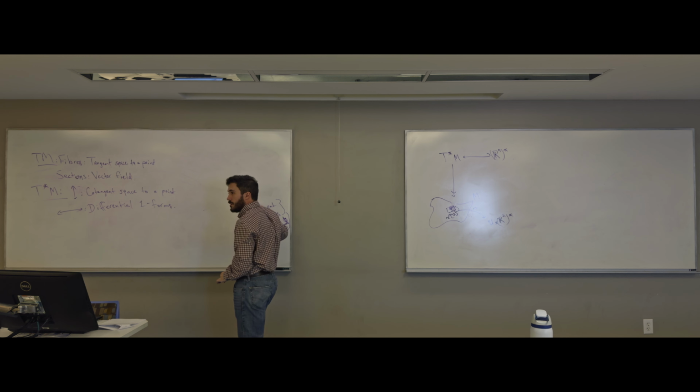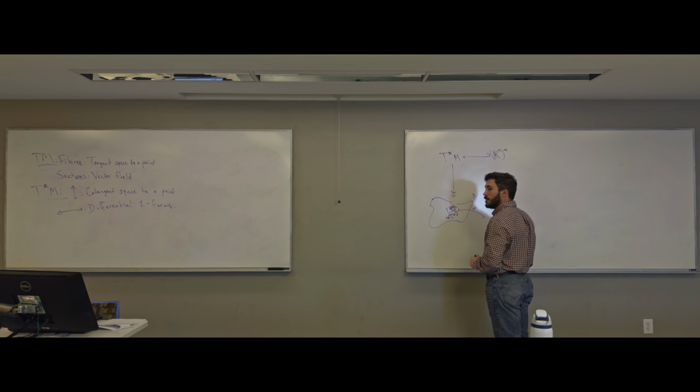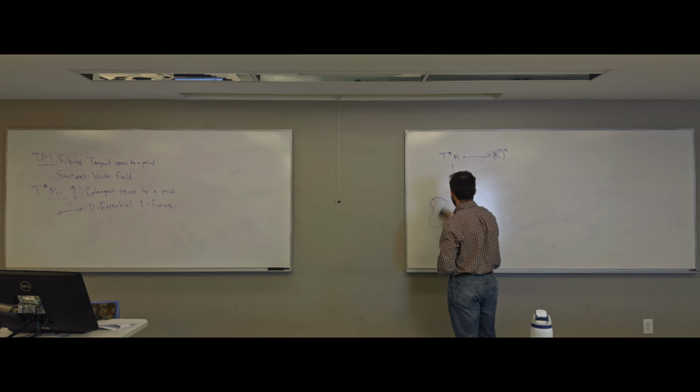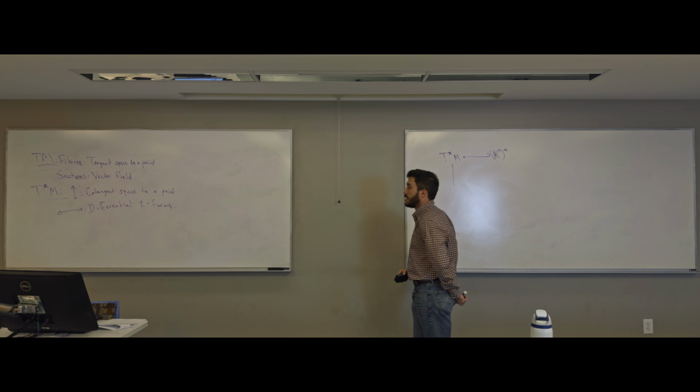I think I lost you somewhere. So here, TM fibers are tangent spaces to a point, does that mean like a tangent plane to the manifold? Is it something like that? I missed the last part. TM fibers, is it like a tangent to the manifold?